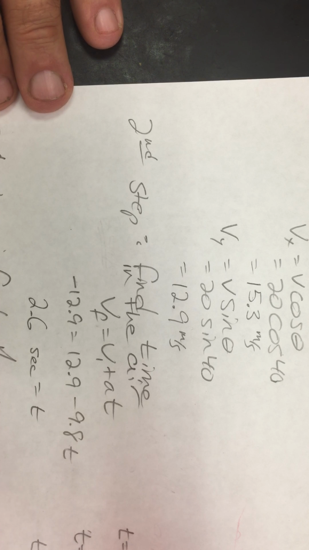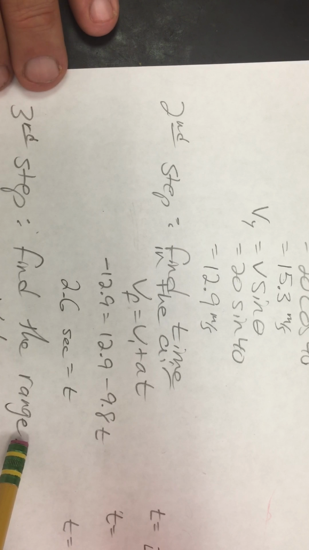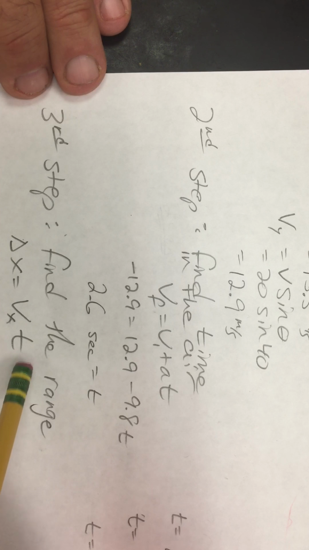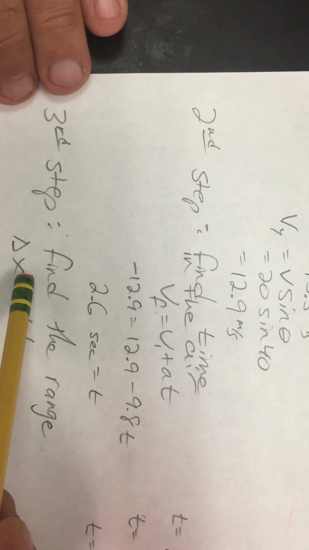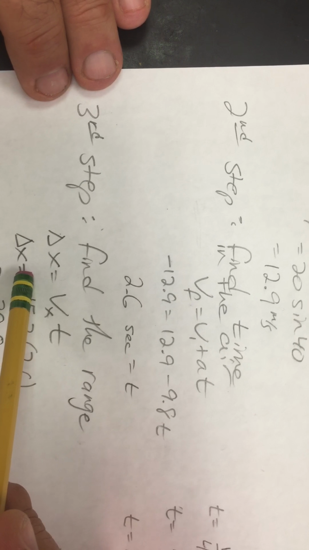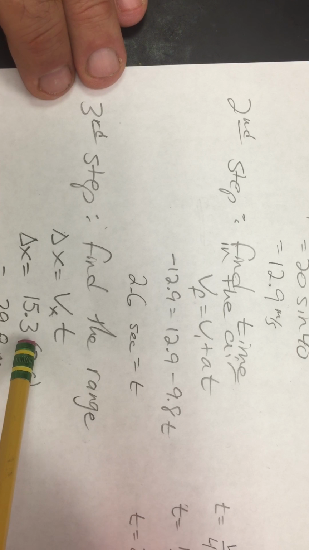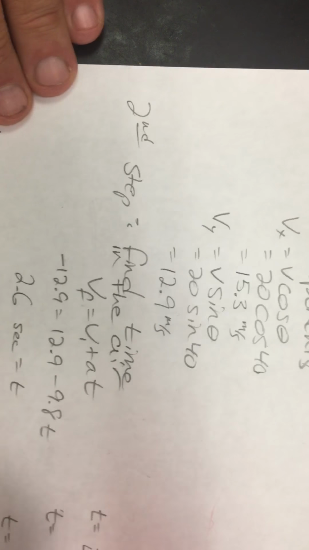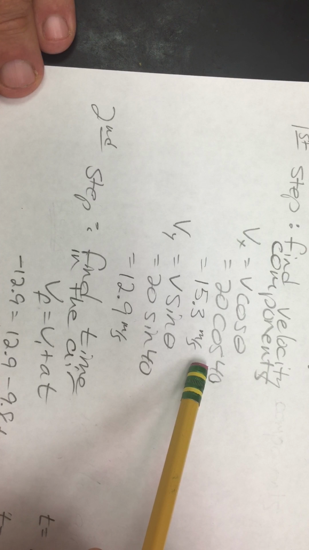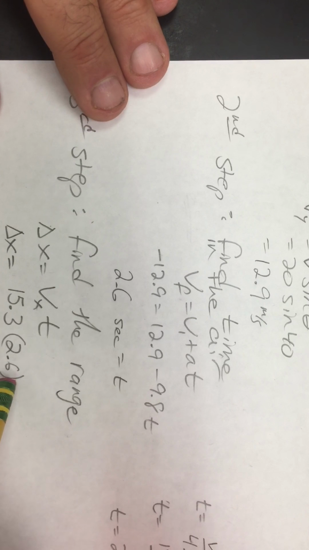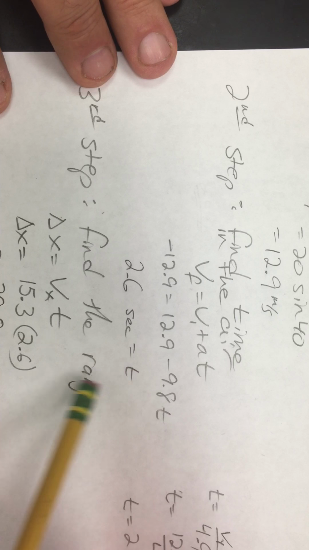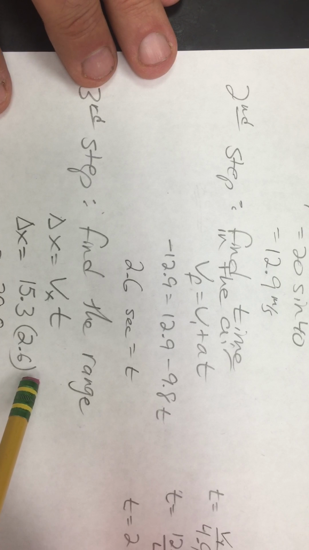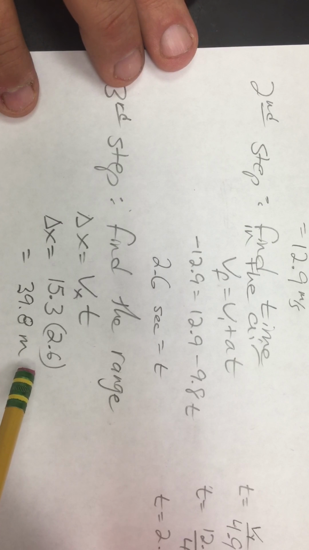The third step is to find the range exactly like we did before with the horizontal projectiles. Same equations being used. We're looking for the delta x, and so that stays a letter. The Vx we found earlier way up here with the cosine, and the time we just figured out in the previous step. So multiply 15.3 times 2.6 and you get 39.8.